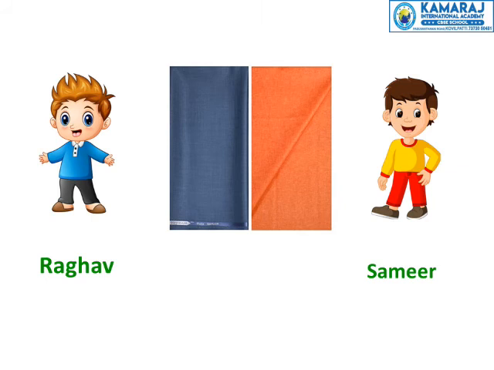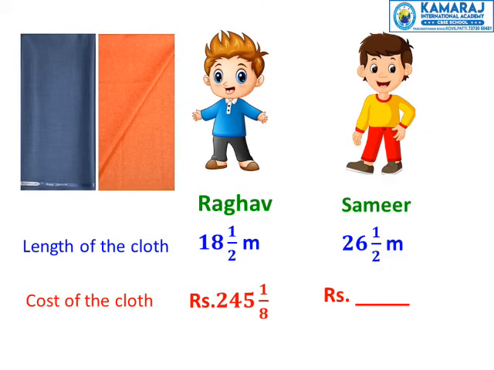Here Raghav and Samir both bought the same cloth. The length of the cloth for Raghav is 18.5 meter. The length of the cloth for Samir is 26.5 meter. The cost of the cloth for Raghav is rupees 245 1 by 8. He paid already, and then Samir needs to pay the money, but how much he doesn't know. So how much money he needs to pay to the shopkeeper, that we need to find.